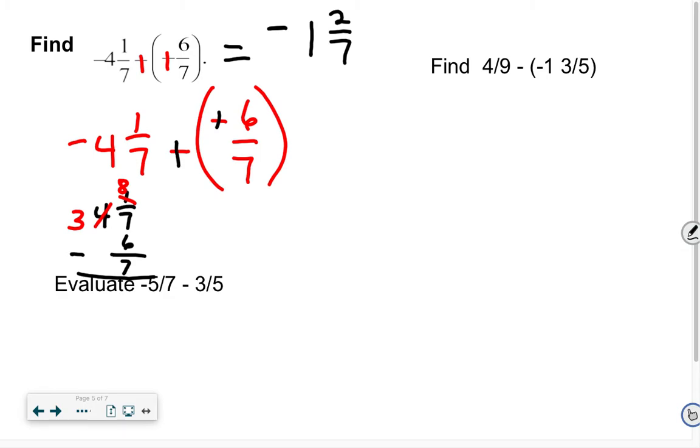Oh wait, I was on the wrong one. That should be a 3, because I was getting up here. So 3 minus, I don't have a whole, that's 3 and 2/7. 3 and 2/7 feels good.